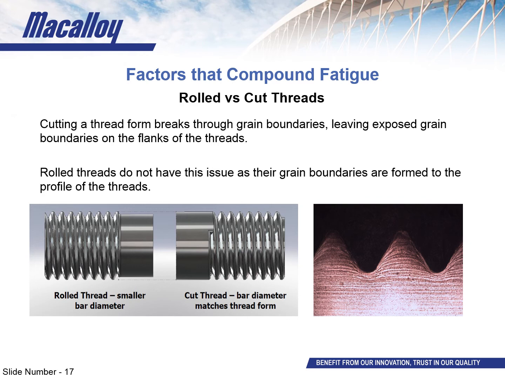So this is the method that we actually use at Macalloy, and as well as the weight and cost savings of using less starting material, the grain boundaries are not left exposed on the flanks of the thread as they are with the cut thread. Now you can see this from the image in the bottom right hand corner there, where the grains of the steel have been deformed and rounded as the thread has been rolled on. Now this means it's more difficult for a crack to initiate.